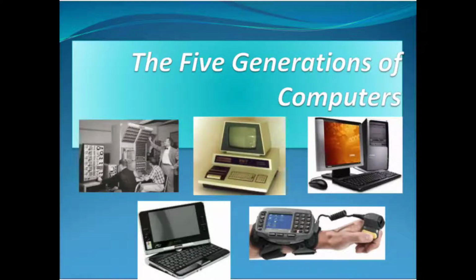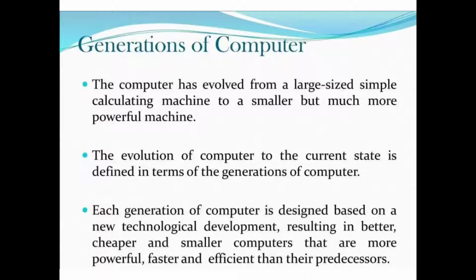In this video, we will learn about the 5 generations of computer. The computer has evolved from a large-size simple calculating machine to a smaller but much more powerful machine. The evolution of computer to the current state is defined in terms of the generations of computer. That means previous computers were large in size and now they have become smaller and smaller.